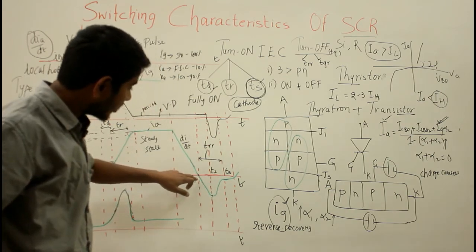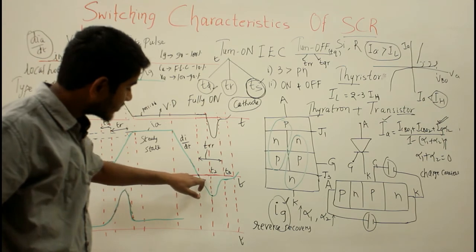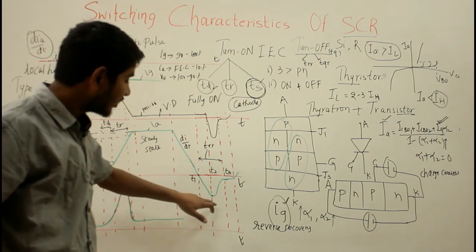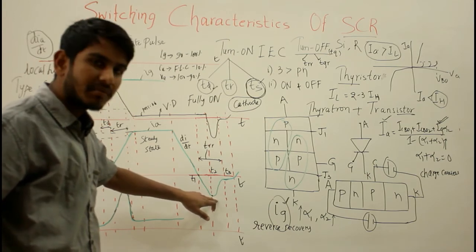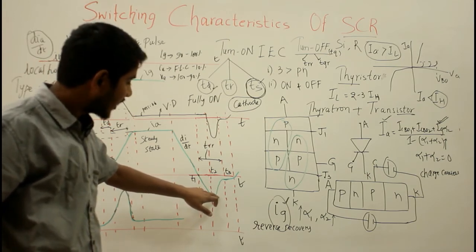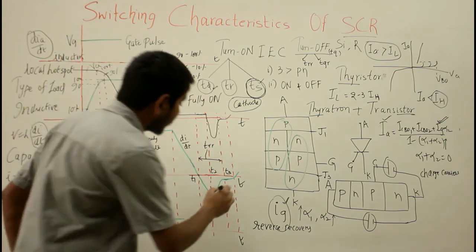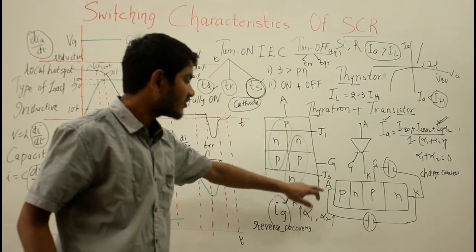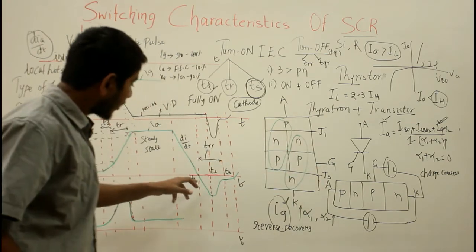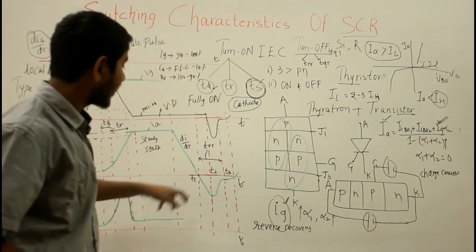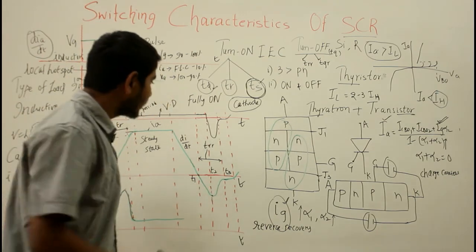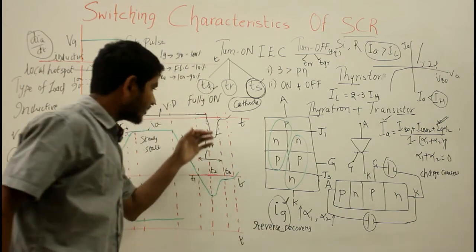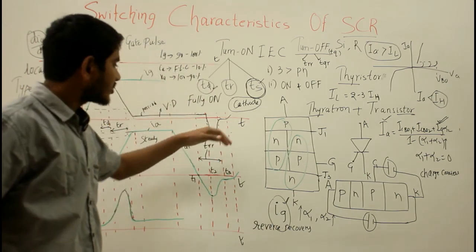where the anode current falls to 0 and it increases with the same slope di by dt in the reverse direction, and at T2, due to insufficient charge carrier density, the negative current starts decreasing and it decreases up to this point where the charge carriers from the junctions J1 and J3 are removed, and due to the rapid increasing rate of negative current, there you will see a spike in the reverse voltage across the thyristor.